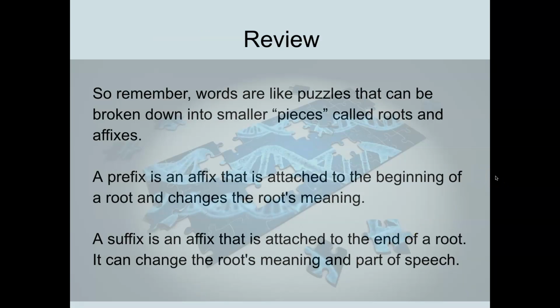So remember, words are like puzzles that can be broken down into smaller pieces called roots and affixes. A prefix is an affix that is attached to the beginning of a root and changes the root's meaning. A suffix is an affix that is attached to the end of a root. It can change the root's meaning and part of speech.